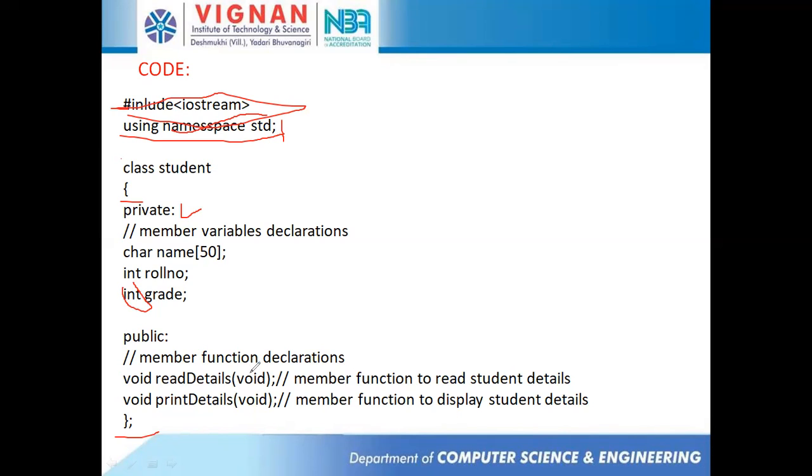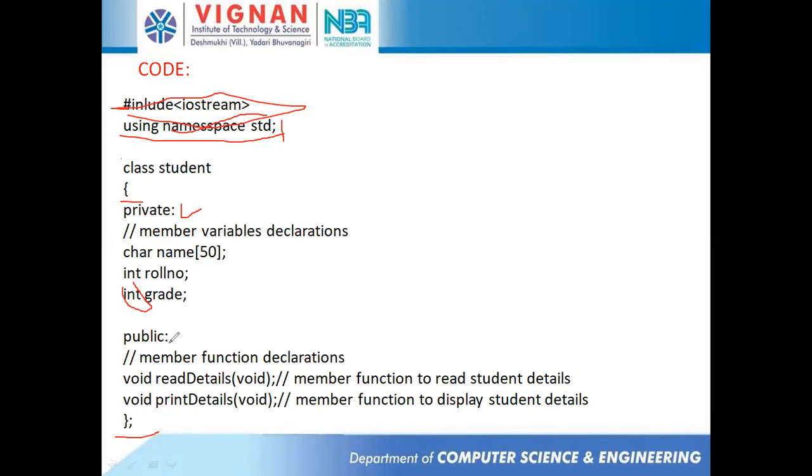Read details is for reading the student details from the standard input device. Print details is to display the student details on the standard output device. Here we have only declared the member functions. These member functions are declared as public here, right? So we have the private members as well as public members.